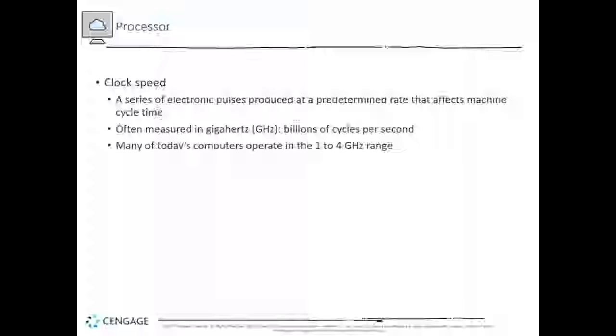Processor. Clock speed is a series of electronic pulses produced at a predetermined rate that affects machine cycle time. It is often measured in gigahertz, billions of cycles per second. Many of today's computers operate in the 1 to 4 gigahertz range.